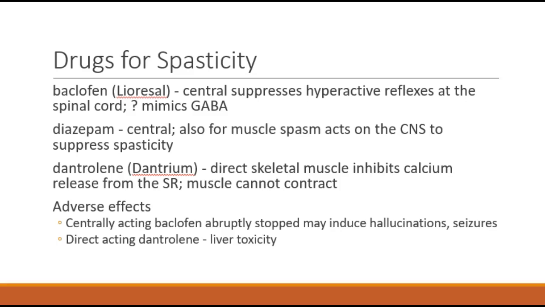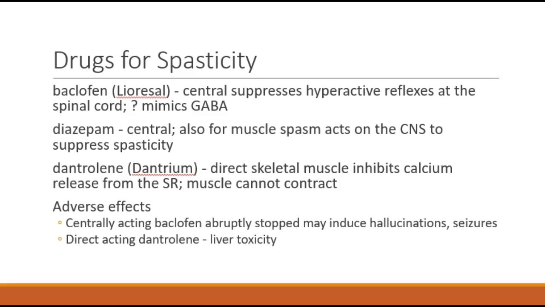Other uses for dantrolene are malignant hyperthermia, which is a problem that happens sometimes with anesthesia, and is a real big issue for patients in the OR, where they can have bad muscle spasm, and that leads to increased temperature, hyperthermia, and it needs to be corrected right there in the OR. So with the centrally acting baclofen, if it's abruptly stopped, the adverse effect is that it can induce hallucinations and seizures, which is a bad situation. And then with dantrolene, you have to watch out for liver toxicity.